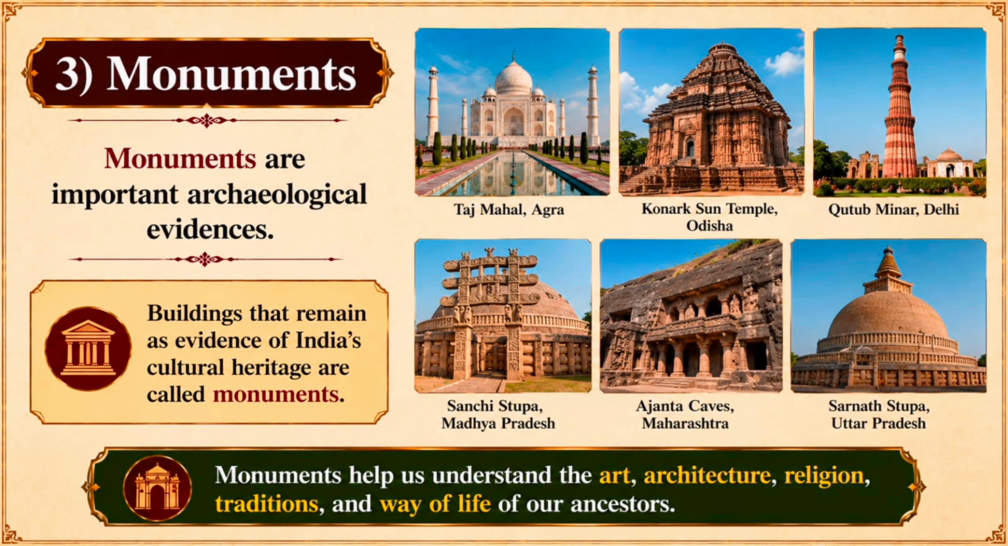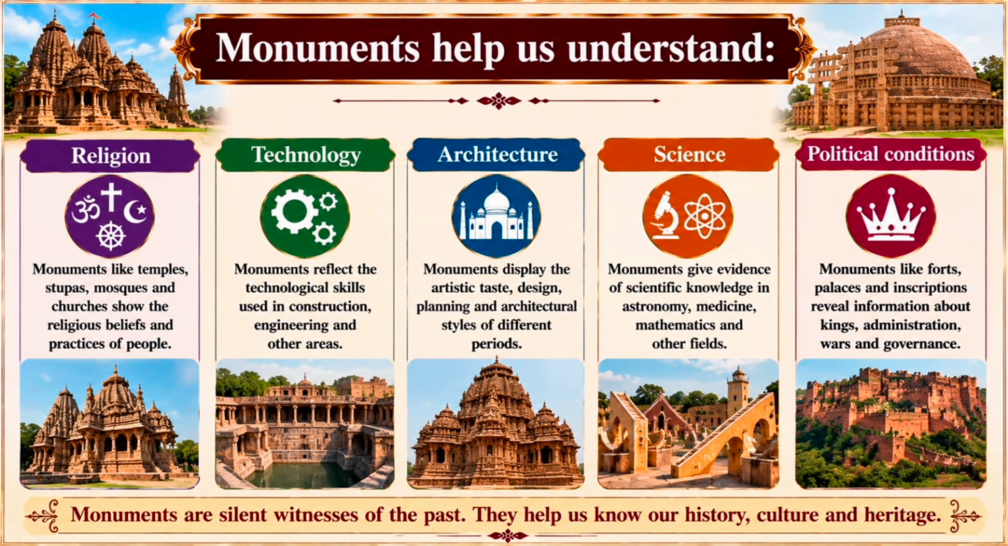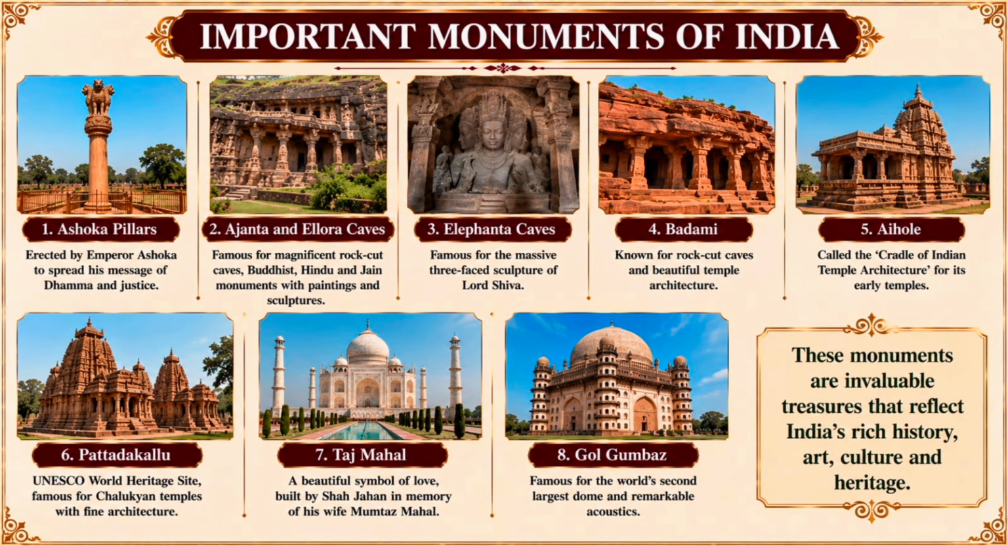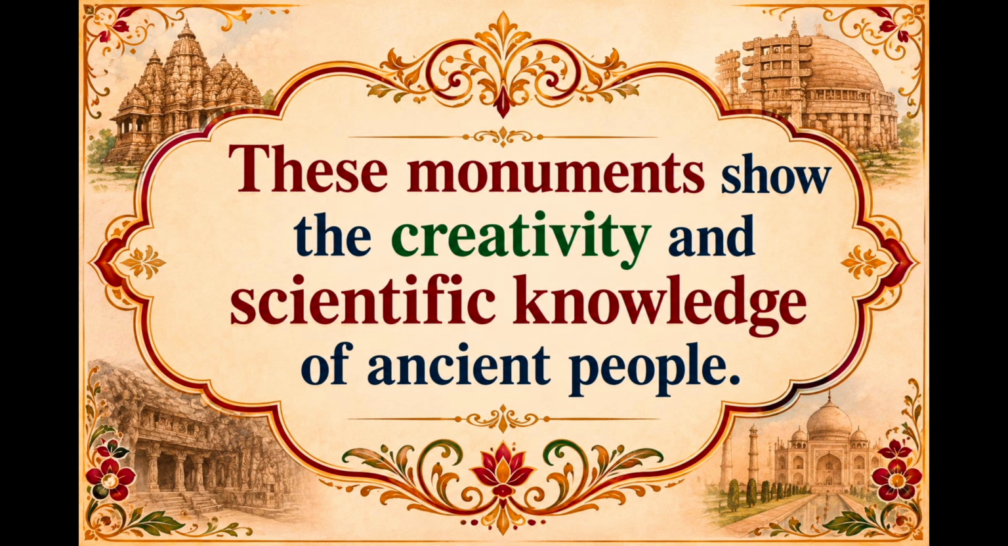Monuments. Monuments are important archaeological evidences. Buildings that remain as evidence of India's cultural heritage are called monuments. Examples include temples, stupas, palaces, forts, sculptures, caves. Monuments help us understand religion, technology, architecture, science, political conditions. Important monuments are Ashoka pillars, Ajanta and Ellora caves, Elephanta caves, Badami, Aihole, Pattadakal, Taj Mahal, Gol Gumbaz. These monuments show the creativity and scientific knowledge of ancient people.